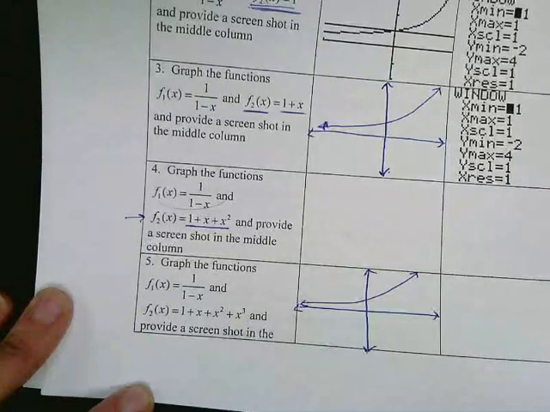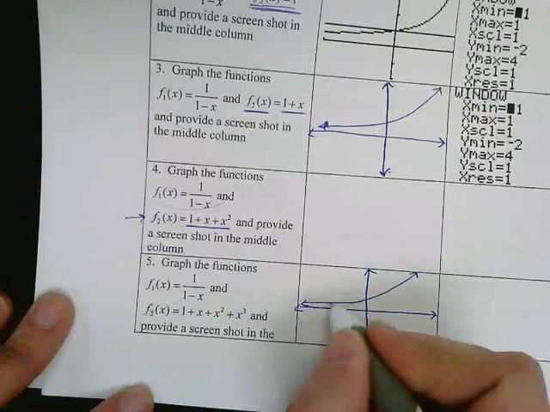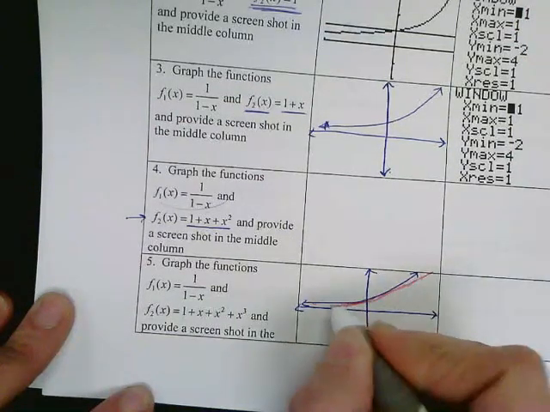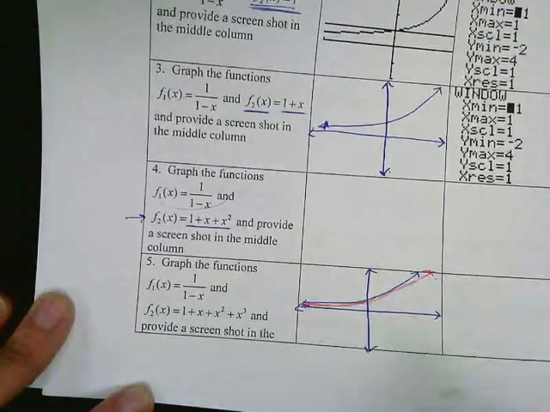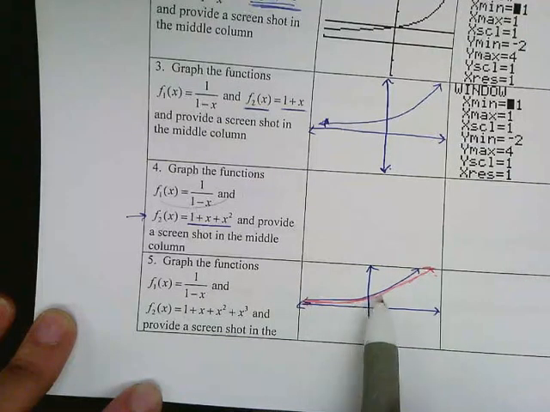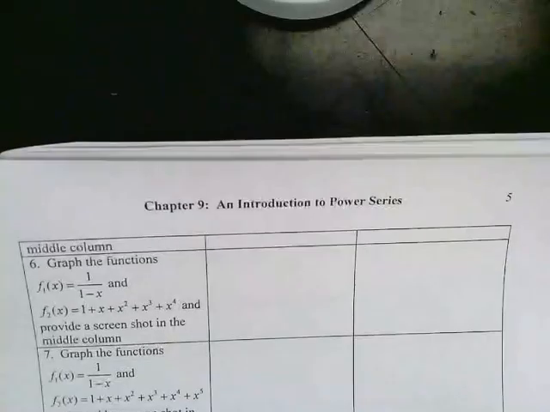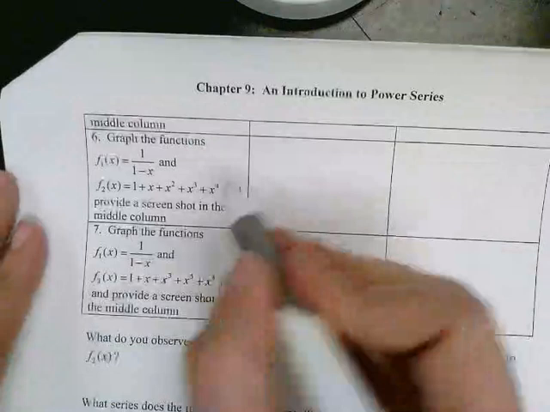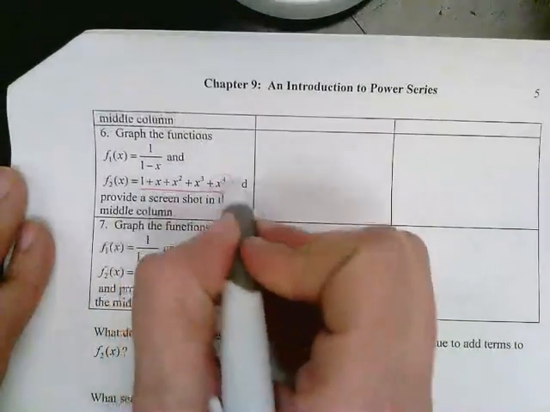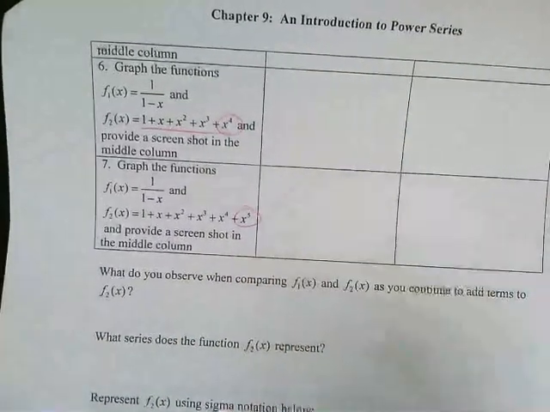And what you'll notice is that f2 actually starts mimicking the curve. The more we add to this series, the closer the series looks like the actual function. Okay, so I'll let you guys do this on your calculators, but you need to visualize it, and we'll talk about it at home tomorrow. So you're going to keep doing this, add another number to the series, add another number to the series, and you're going to provide the screenshot in the middle column.